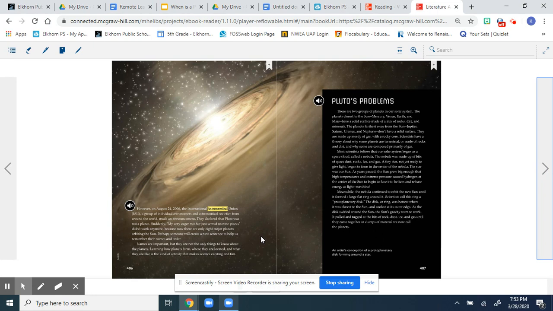And it says, however, on August 24th, 2006, the International Astronomical Union, the IAU, a group of individual astronomers and astronomical societies from around the world made an announcement. So right there, I have that Greek prefix again. So I know that their jobs have to do with stars or space. So they declared that Pluto was not a planet.